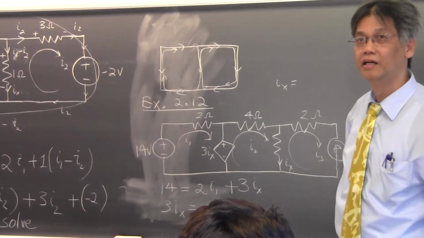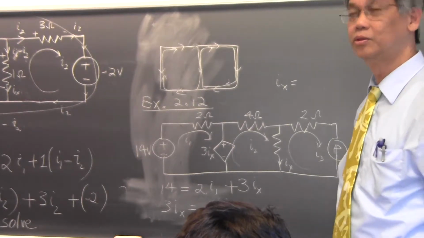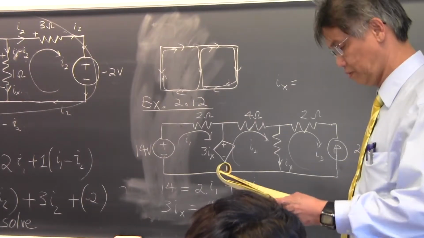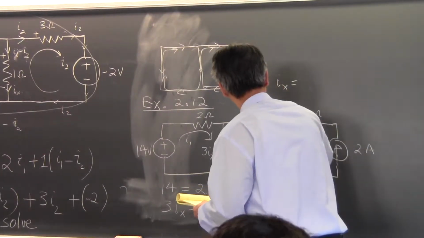Yes? How many ohms is that resistor in the middle? 20 ohms, or 2 ohms, 4 ohms, 2 ohms. The vertical one. Oh, the vertical one is 1 ohm, sorry. 1 ohm.